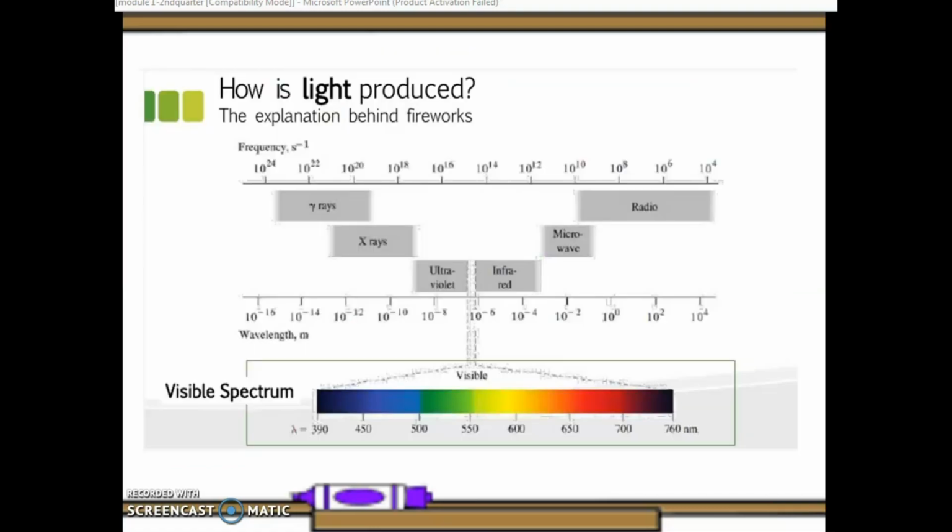How is light produced? This is the explanation behind fireworks. Each color of light has a specific wavelength. Among the visible light, red light has the longest wavelength and has the lowest energy. Violet light has the shortest wavelength and has the highest energy.